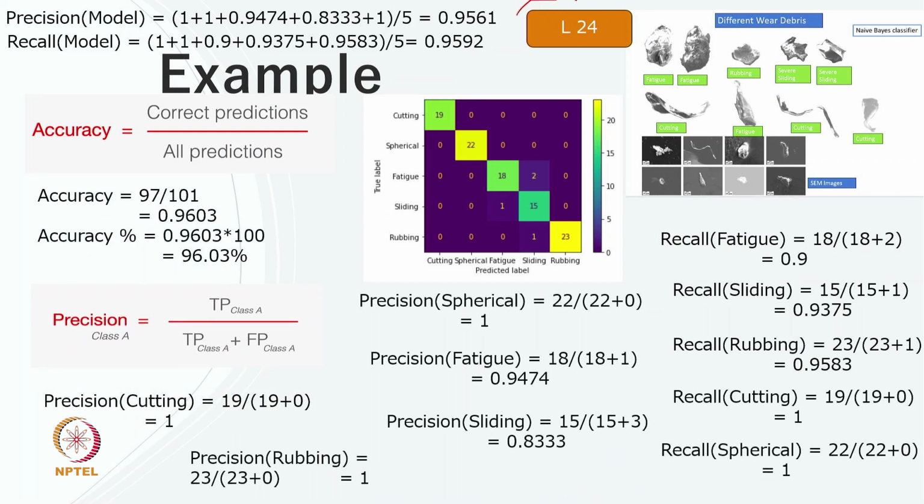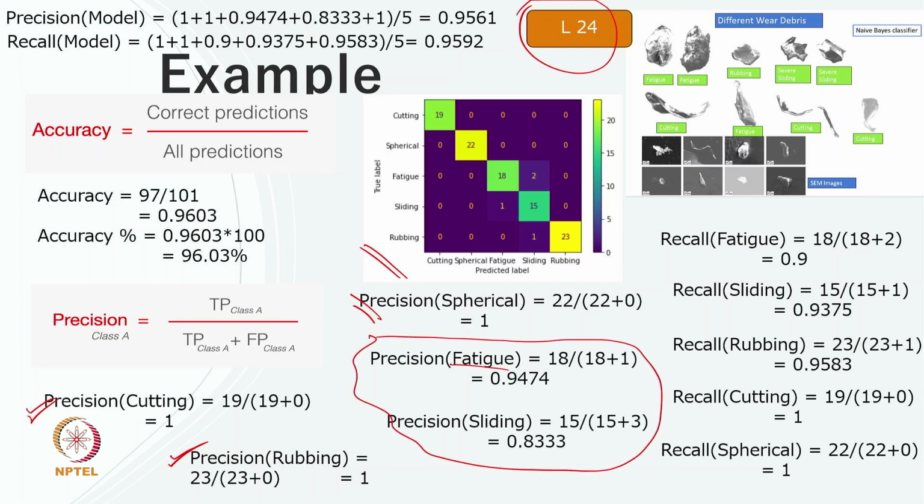This slide I'm picking up again from lecture 24, which we have already shown. Here we use a confusion matrix. You can see detecting or judging a spherical particle is not an issue. Then judging cutting wear is also not a problem. The rubbing wear also is not a problem. The problem comes only in fatigue and sliding. In fatigue we get one wrong, and then in sliding we get three.